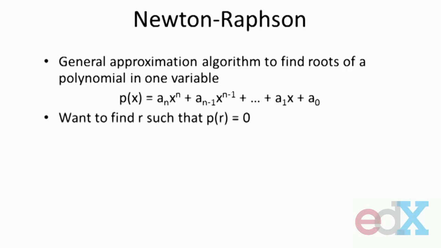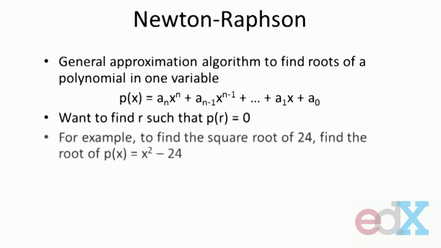Now, it sounds like a lot of math. Let's make it a little simpler. A simple way to think about this is if we wanted to find, for example, the square root of 24, we just need to find the root of the polynomial x squared minus 24. Makes sense. If we can find the value of x such that x squared minus 24 is equal to 0, we're done, because that's the thing we want.